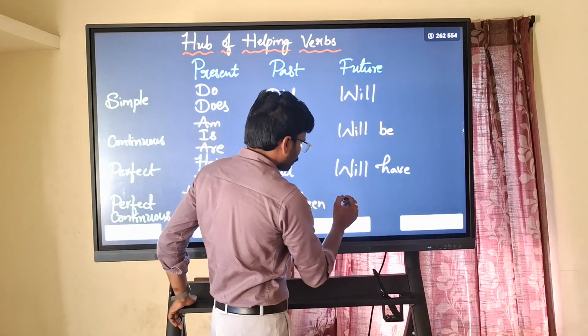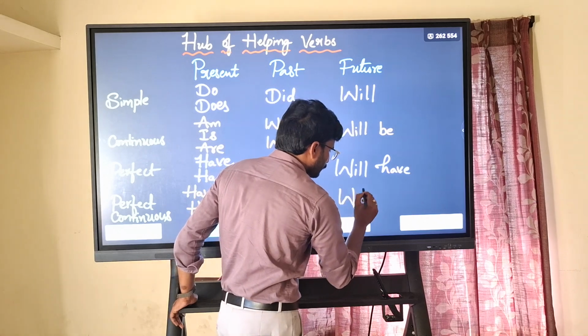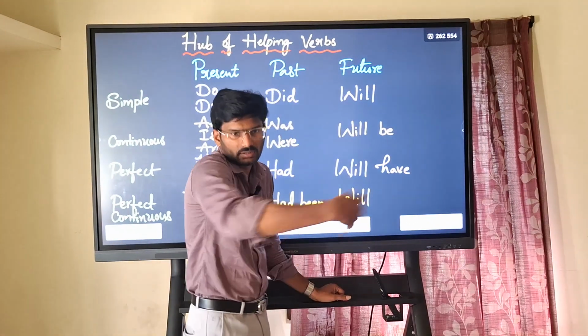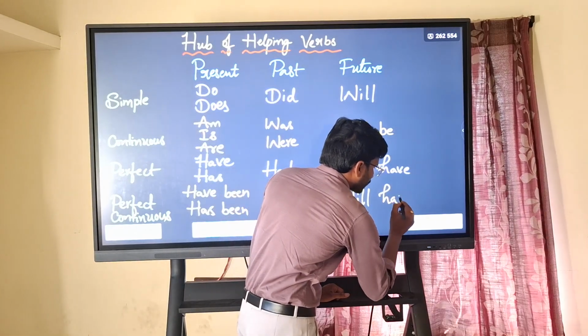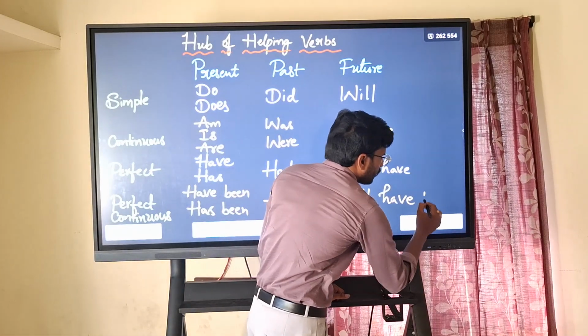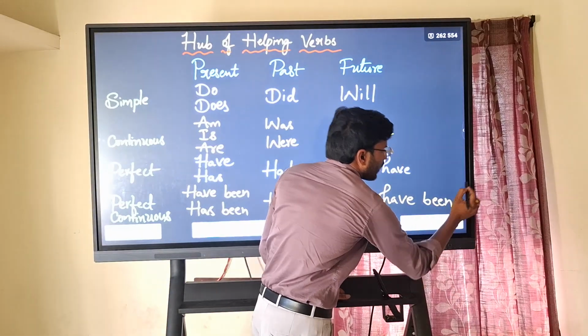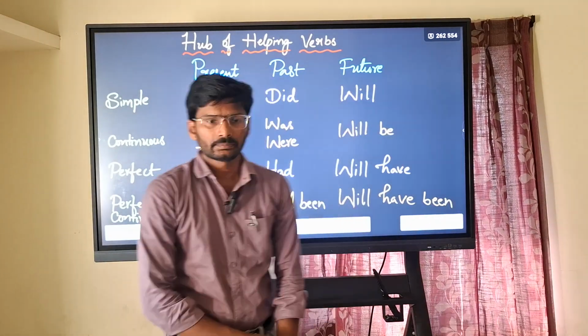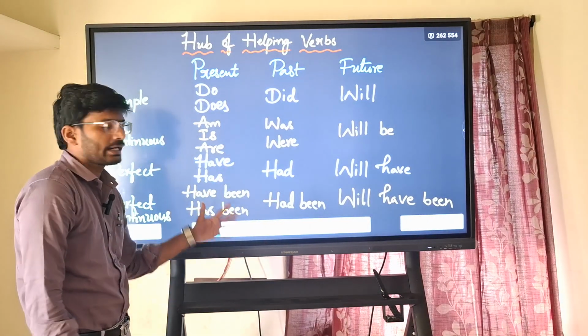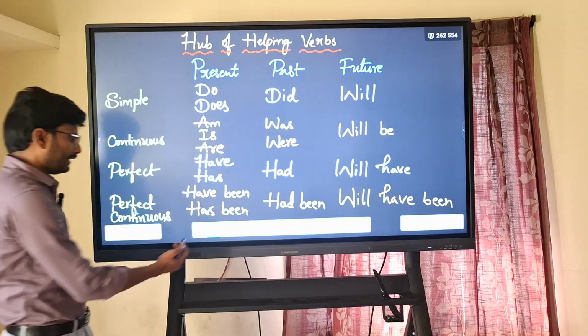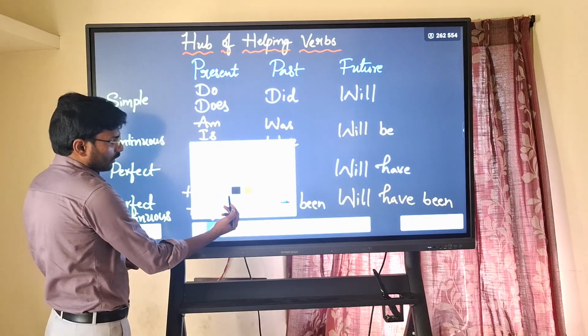I told you clearly, future means will. Future means generally we use will. Will always denotes the future, right? So will, future perfect continuous tense. So we'll have been is the helping verb. Do you understand? So these are the main helping verbs. If you notice, there are 18 helping verbs. How many? 18.